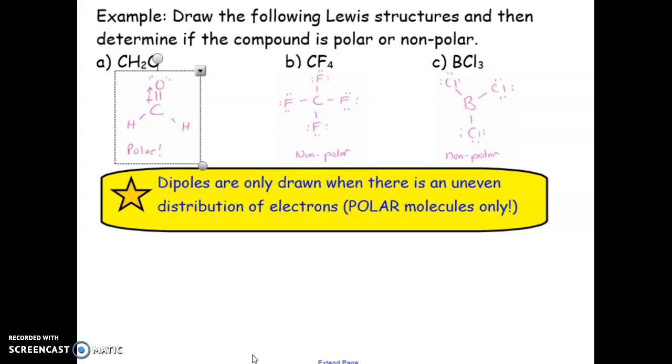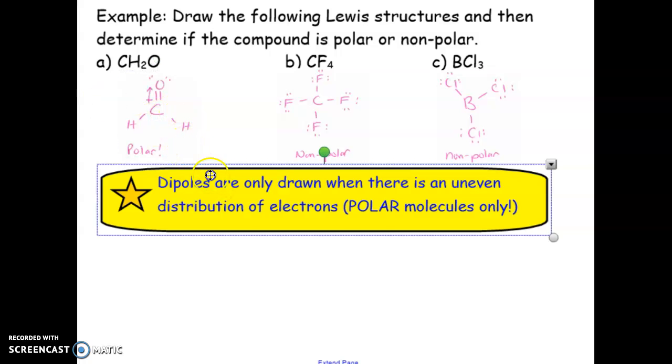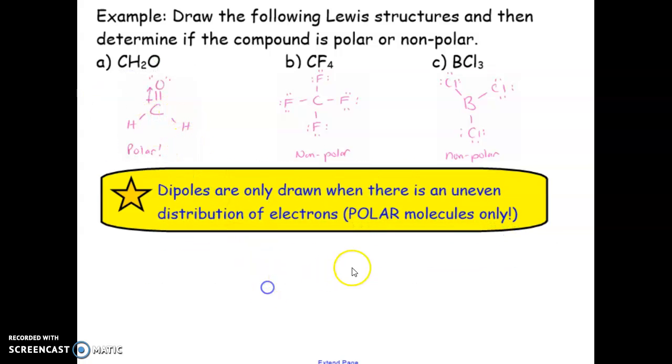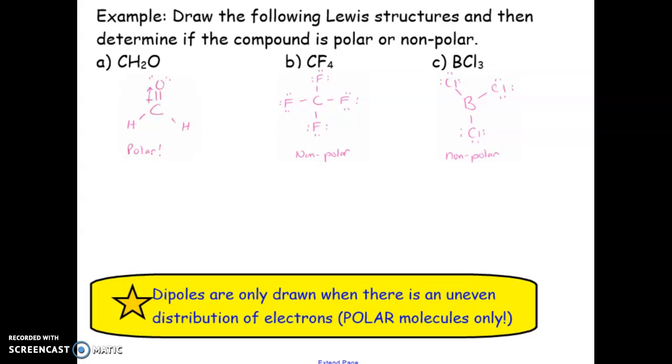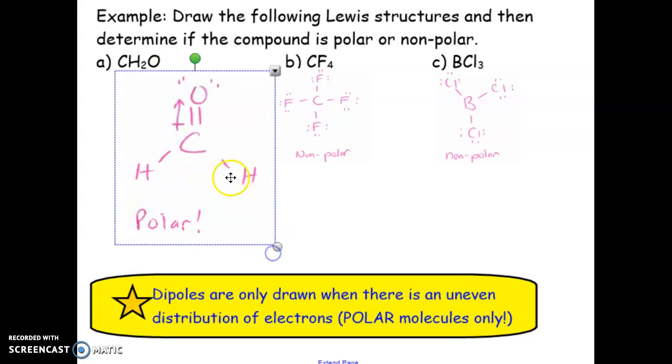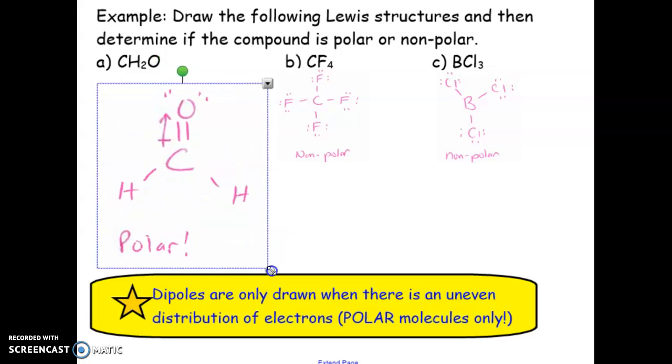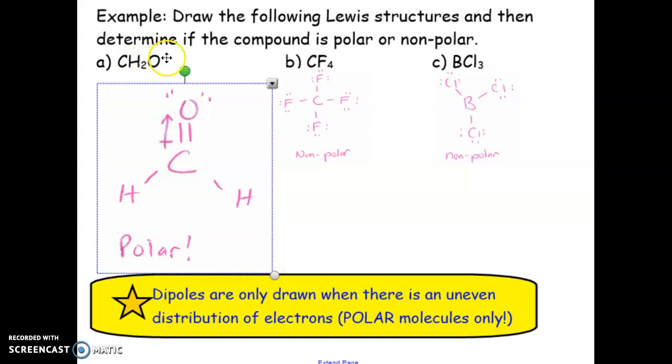Okay, so here are three examples of molecules and if they're polar or not. Okay, so here we have CH2O. Let me move this down. Okay, so let's look at this. I want to look at this nice and big. We'll make them each big. So we have CH2O. So first of all, here's the Lewis structure.